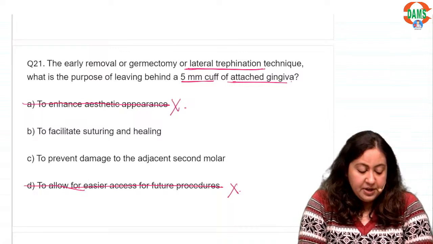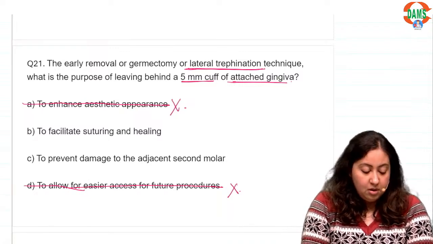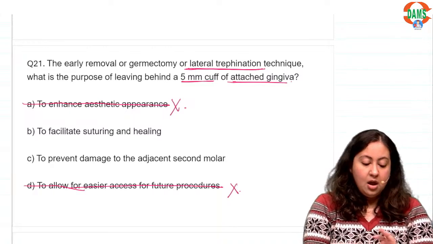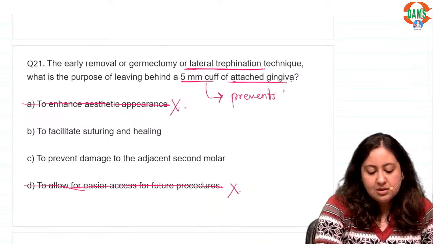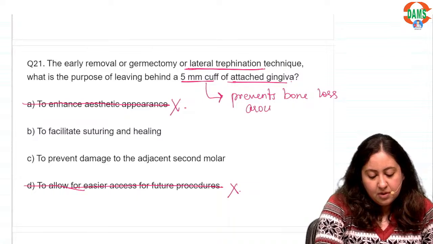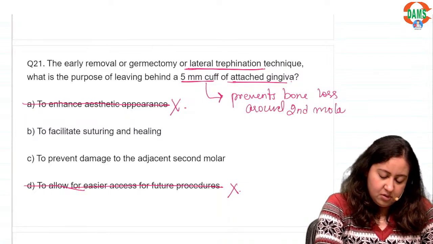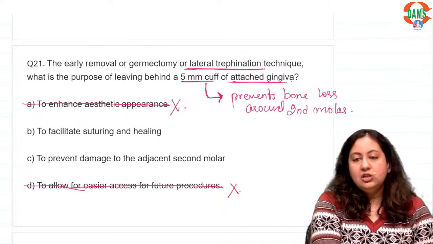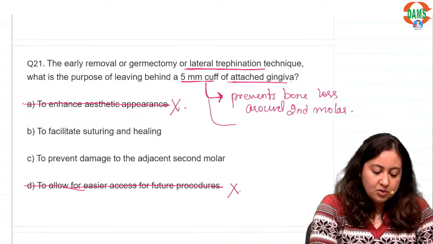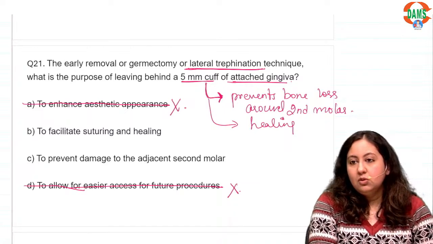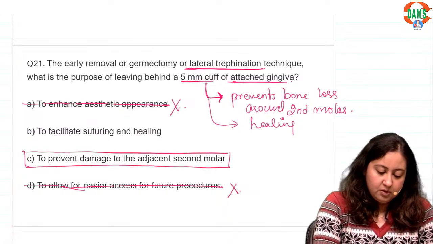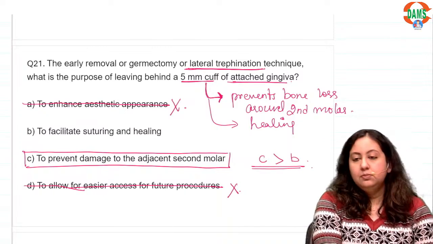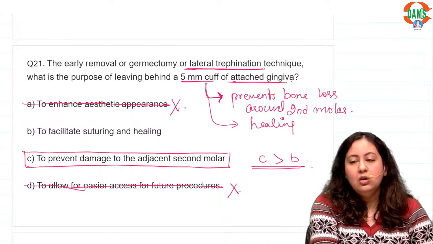Now, option B, to facilitate suturing and healing, is also correct. Option C, to prevent damage to adjacent second molar, is also correct. What this 5 cuff of bone basically does is prevent bone loss around the second molar, and also facilitates healing. But if you have to choose between B and C, please go for option C followed by option B. It prevents damage around the second molar, it prevents bone damage, it prevents pocket formation.